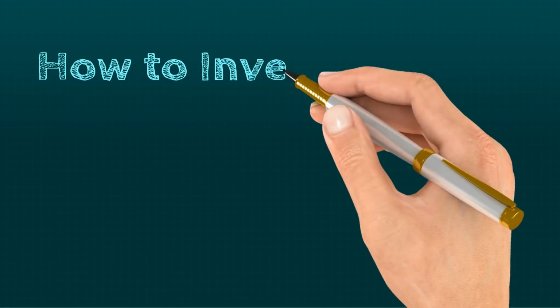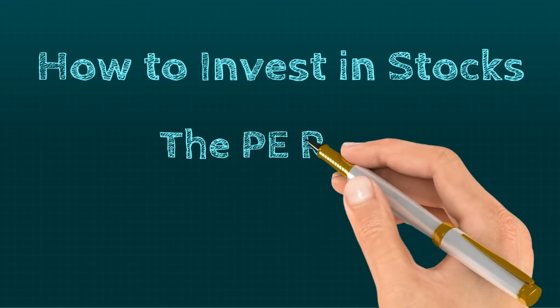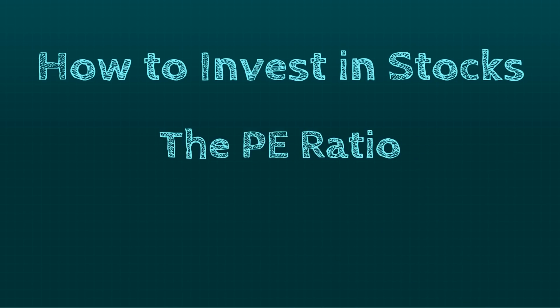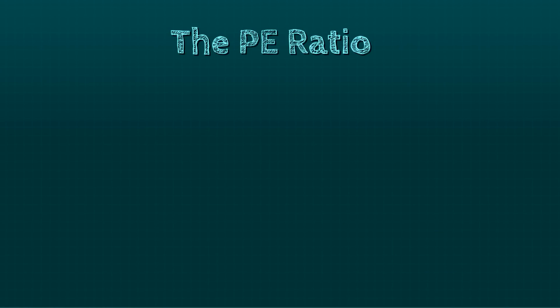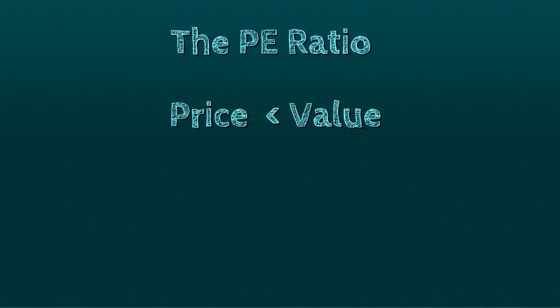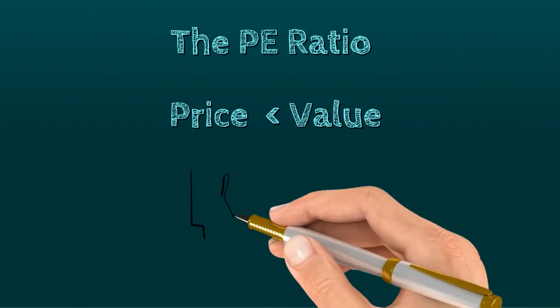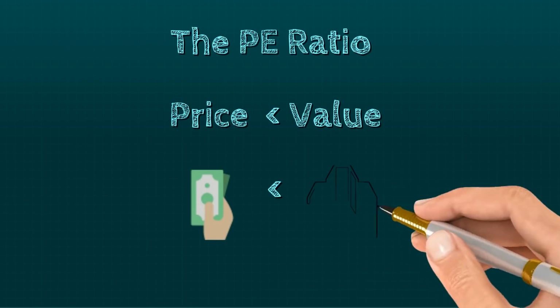Alright guys, so today is going to be the first part in a series of how to invest in stocks, and today we're specifically going to be looking at the PE ratio. Using the PE ratio is one of the best ways to start finding value stocks. The idea behind value investing is making investments in companies where the price of the stock is less than or equal to the value of the stock. Value investing is how people like Warren Buffett and Charlie Munger have made billions of dollars.